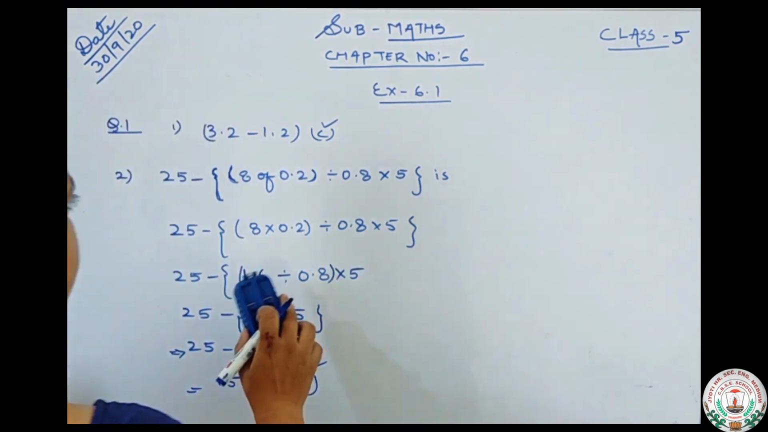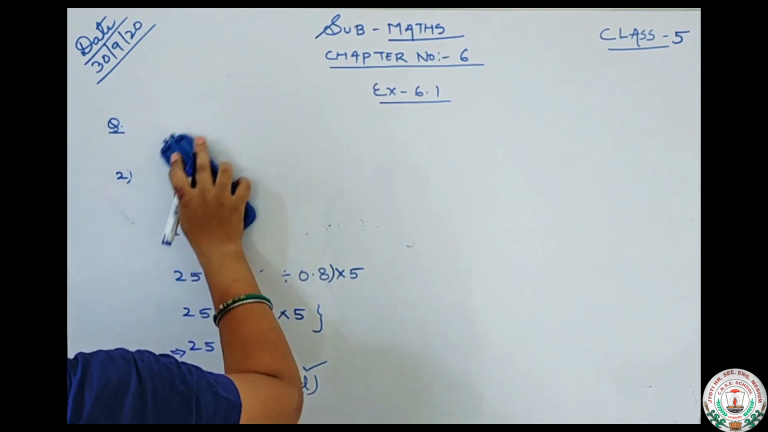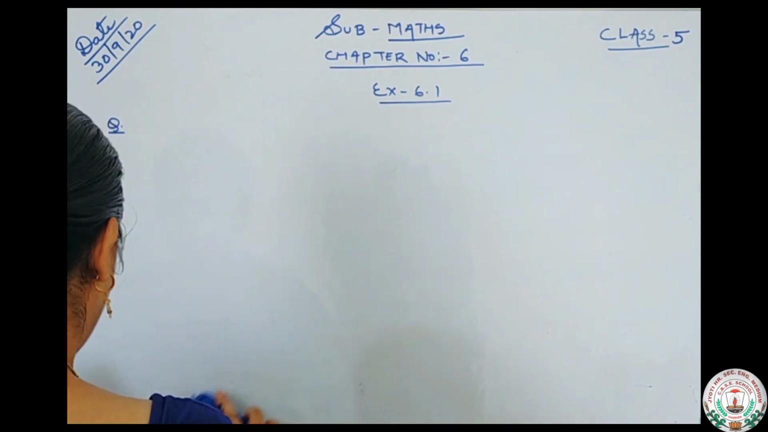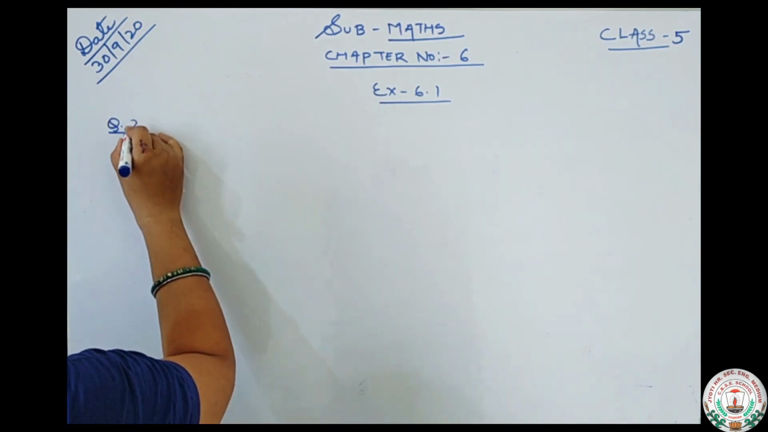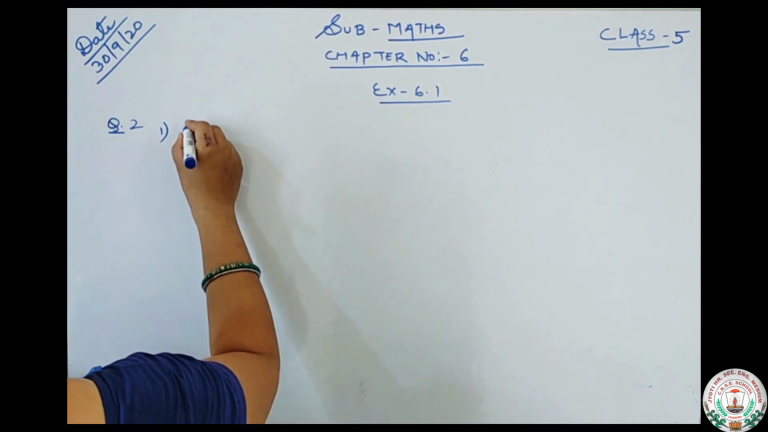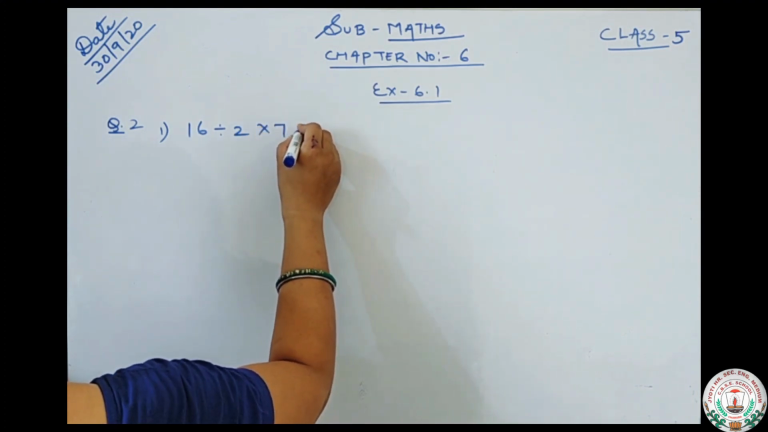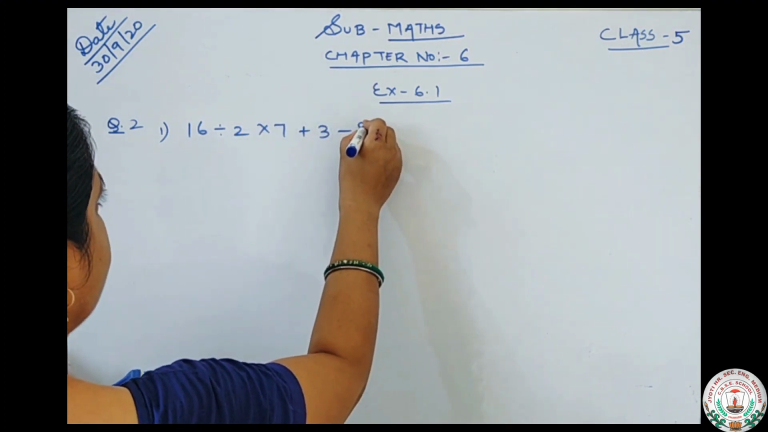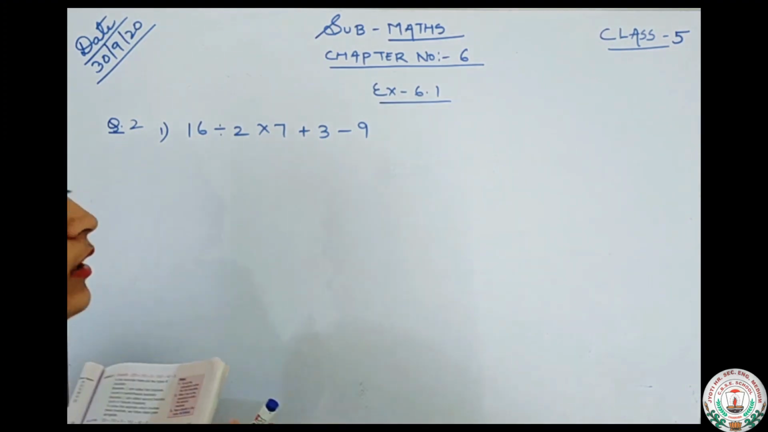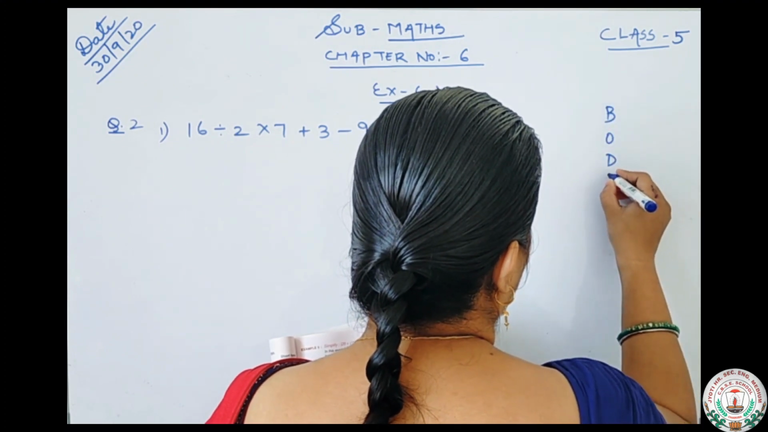Now next is question number 2, first part. Simplify the following numerical expression. You have to simplify the expression. First one is 16 divided by 2 into 7 plus 3 minus 9. Here no brackets are given. We have learned the BODMAS rule. I will write it here so that you will remember. BODMAS.